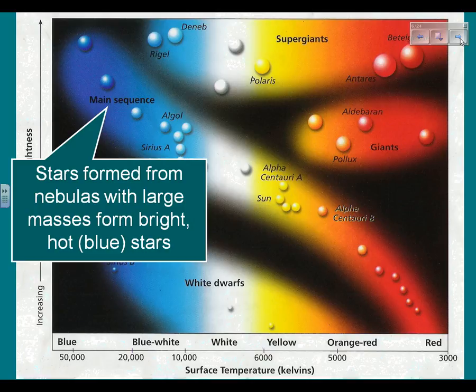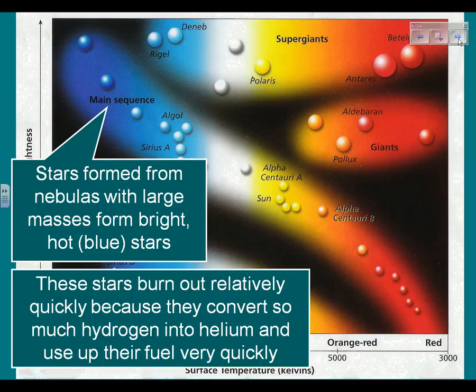But the trade-off being, if they're doing fusion a lot to give off a lot of energy, how long do they live? Not very long. These stars burn out relatively quickly because they convert so much hydrogen into helium, they use up that fuel real quick. How long? We're still talking about maybe 3 billion years, but in the big picture, it's not really that long. So they should answer how long do they live? Long or short? Relatively short.